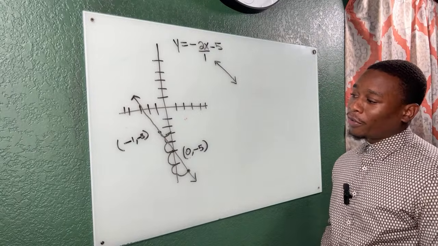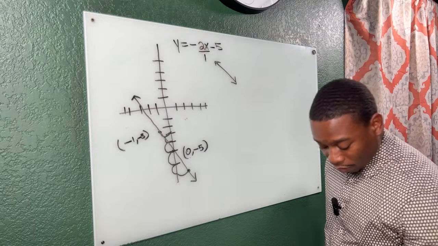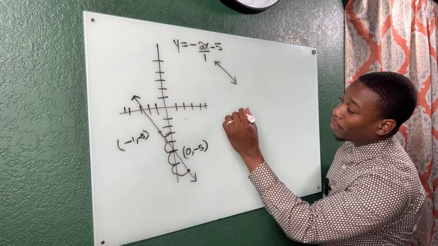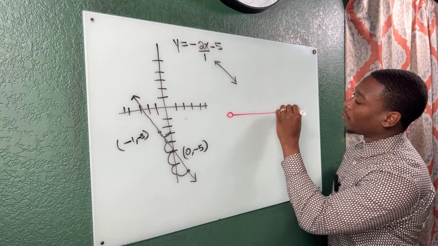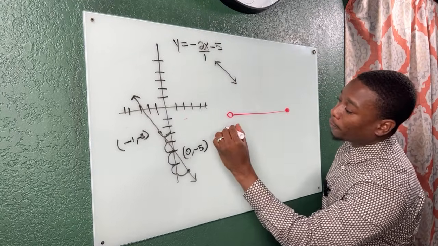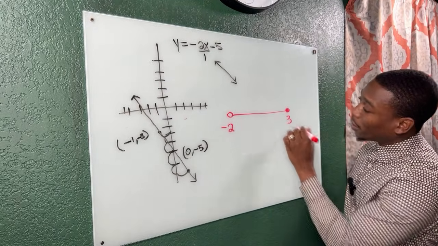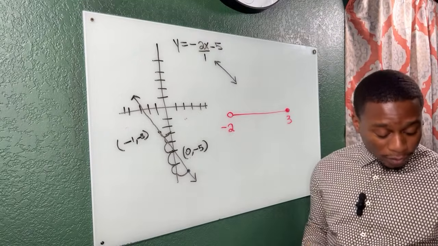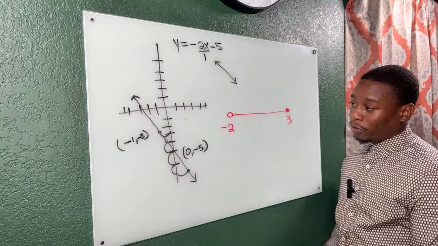Now, the second graph that I want to show you all is going to be a compound inequality. So they gave us a graph that looks something like this. All right? We have negative 2 right here, and we have positive 3. And what they want us to do is basically match the equation, right, or the inequality for this graph.